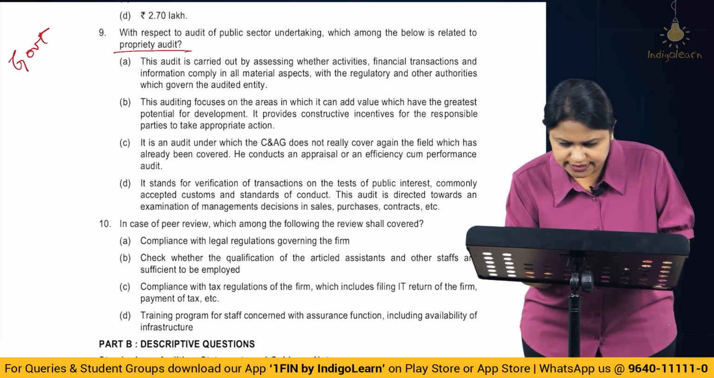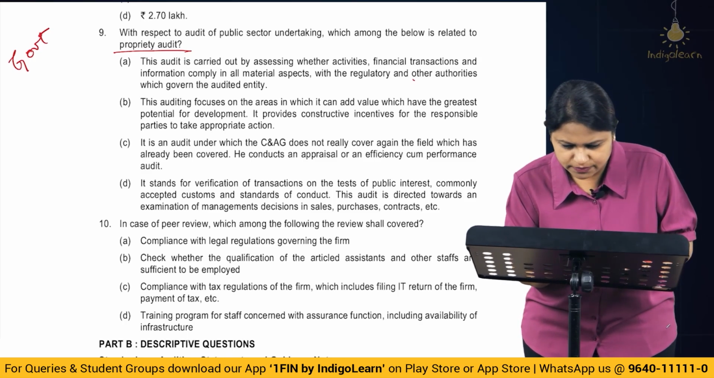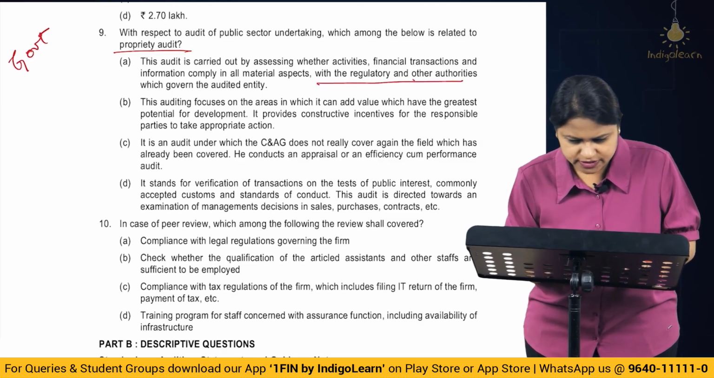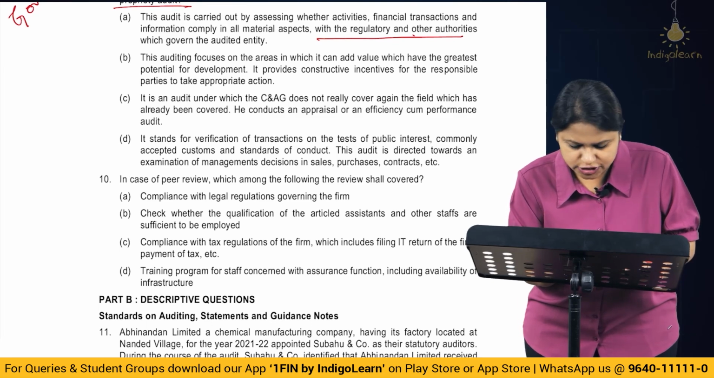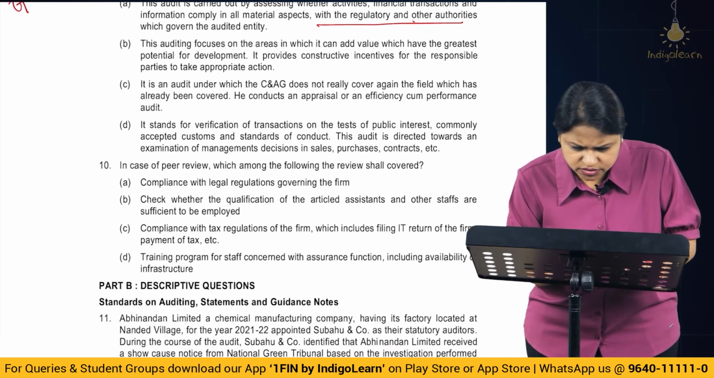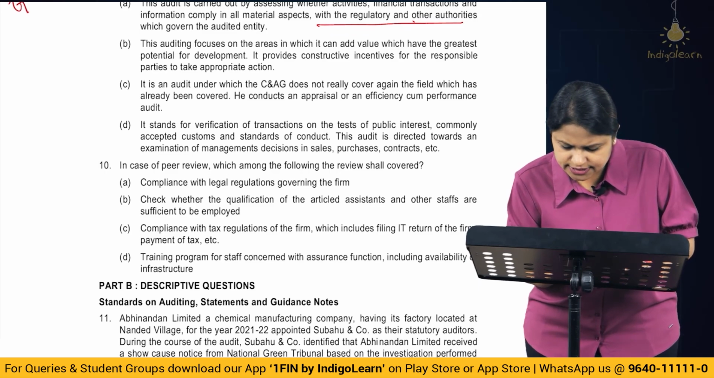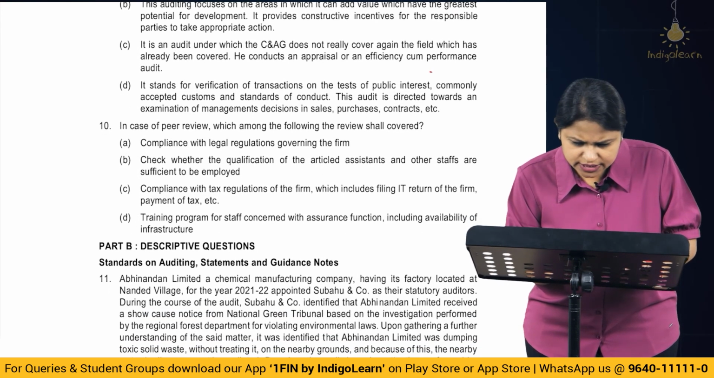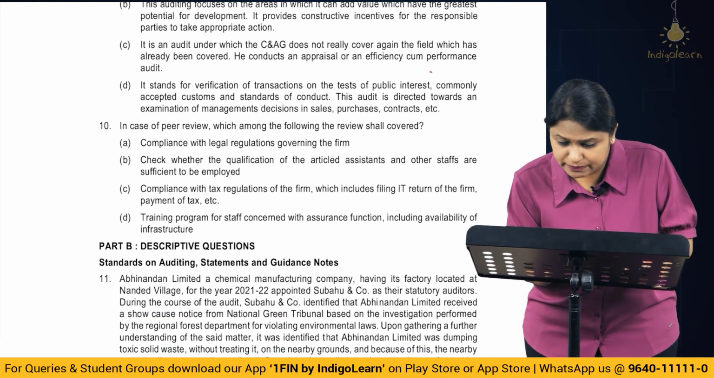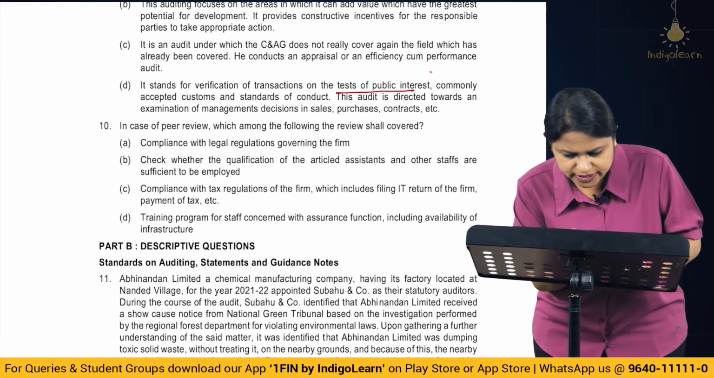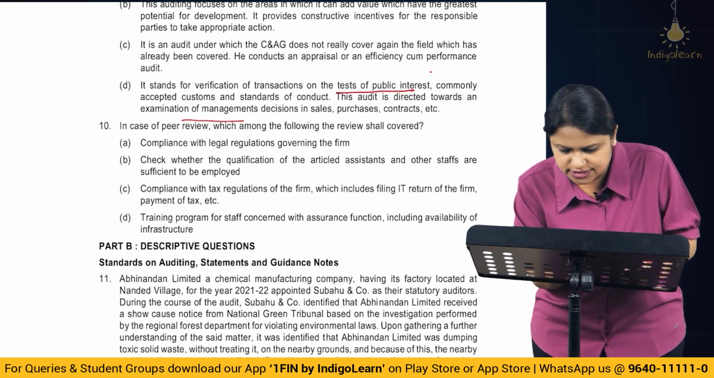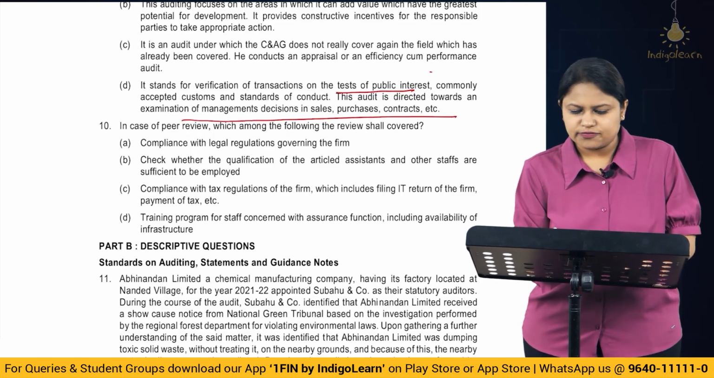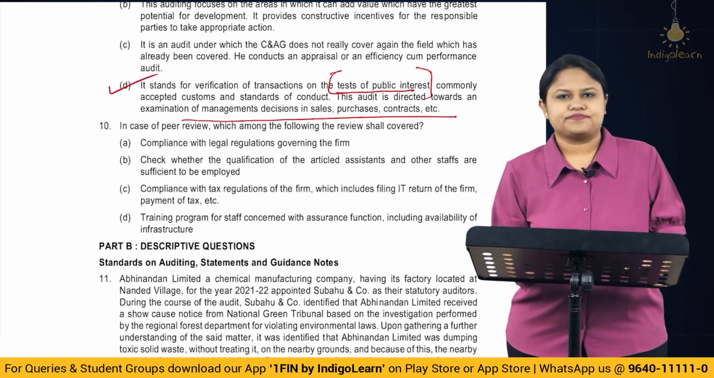This audit is carried out by assessing whether activities, financial transaction and information comply with. No. This is audit of rules and expenditure. No. This auditing focus on the areas in which it can add value, which has the greatest potential for development. No. It is the audit under which the CAG does not really cover again the field which has already been covered. No. It stands for verification of transactions on the test of public interest. Correct. On the test of public interest, commonly accepted customs and standards of conduct. This audit is directed towards an examination of management decisions in sales, purchase, contract, etc. So, test of public interest. So, the answer is D.